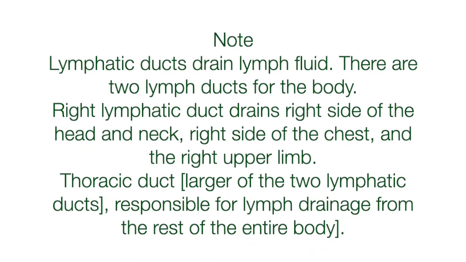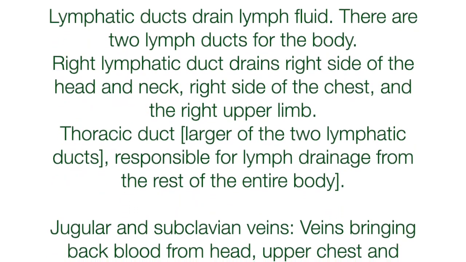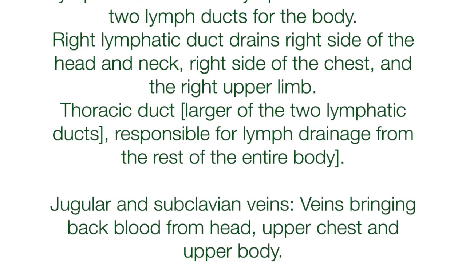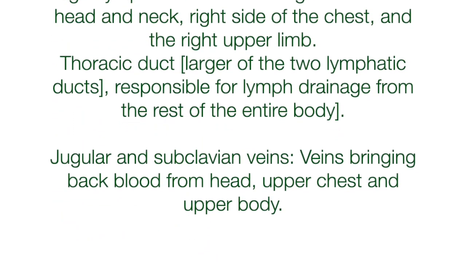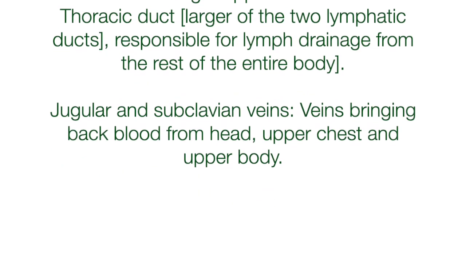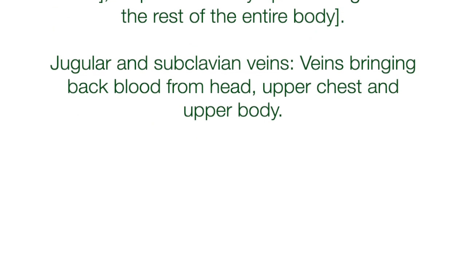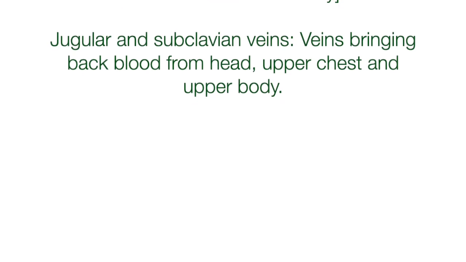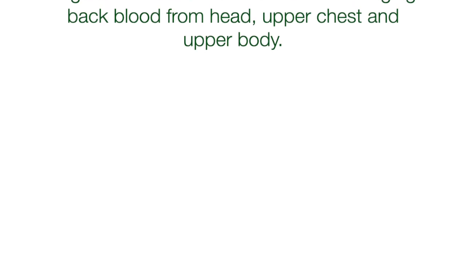Note: lymphatic ducts drain lymph fluid. There are two lymph ducts for the body. The right lymphatic duct drains the right side of the head and neck, the right side of the chest, and the right upper limb. The thoracic duct, the larger of the two lymph ducts, is responsible for lymph drainage from the rest of the entire body. The jugular and subclavian veins bring back blood from the head, upper chest, and upper body.